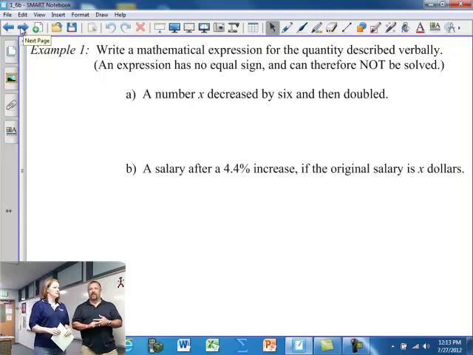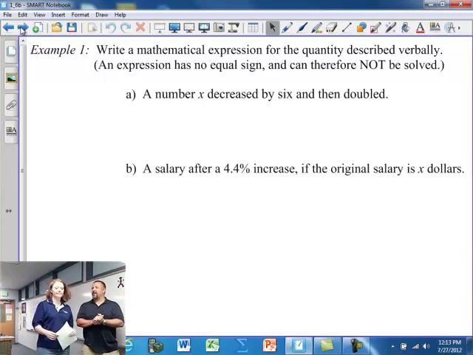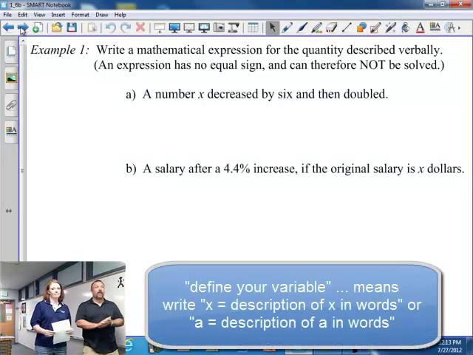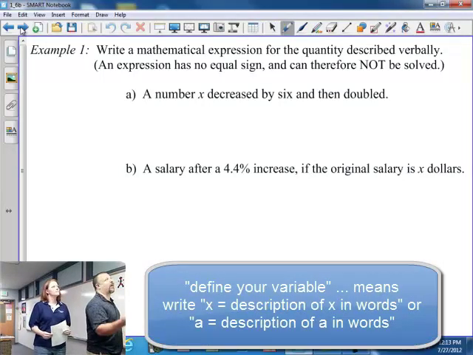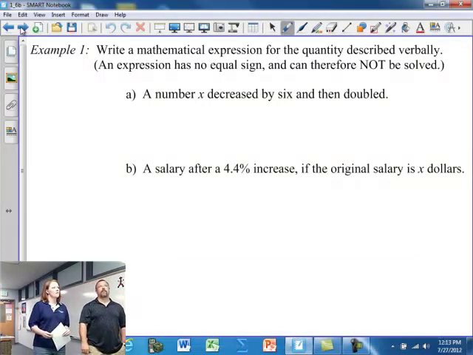I think the biggest thing that they need to practice is making sure that they define a variable when they write things. Don't use X and Y or A or B or C or a happy face or a star unless you tell me what it means, in words, preferably, unless it's already explained for you, which this one is. So what we're going to do is go through some of these.